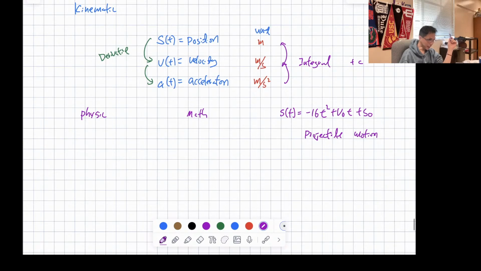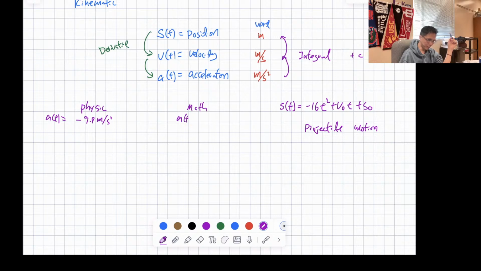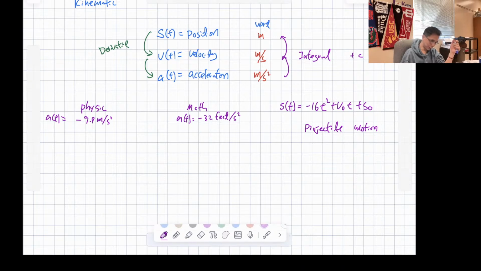In physics, we use negative 9.8 meters per second squared as the acceleration. In math, we don't use that because math is kind of backward. We still use the imperial system, which is what? Do you guys know? 32, thank you. Negative 32 feet per second squared. So we're going to start with the negative 32.